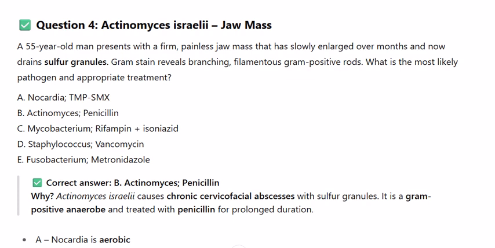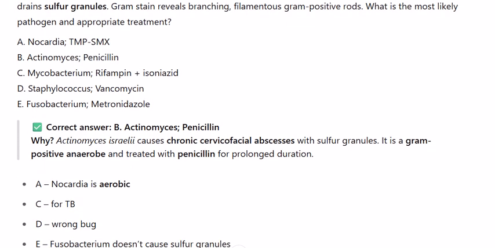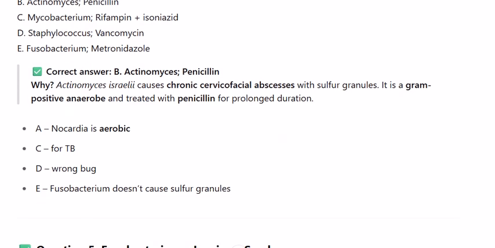Why? Actinomyces israelii causes chronic cervicofacial abscesses with sulfur granules. It is a gram-positive anaerobe and is treated with penicillin for a prolonged duration. A. Nocardia is aerobic. C. Is for TB. D. Wrong bug. E. Fusobacterium doesn't cause sulfur granules.